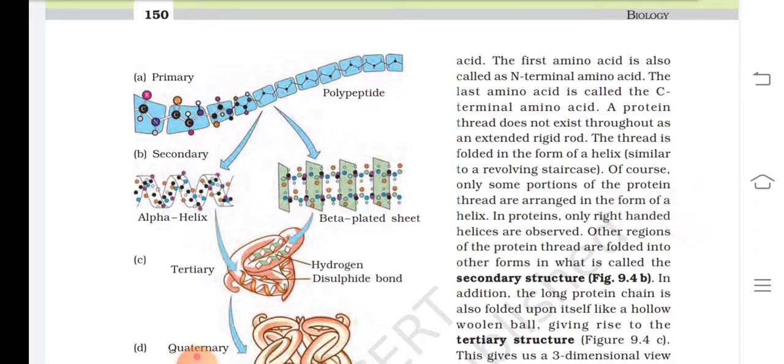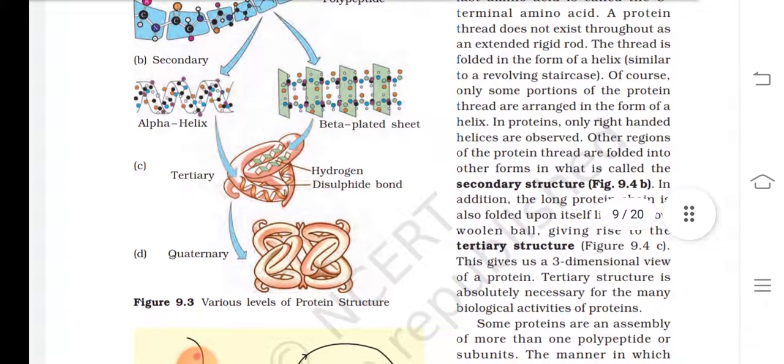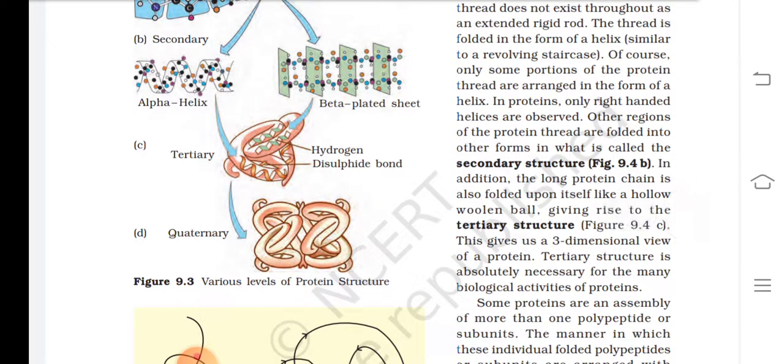A protein thread does not exist throughout as an extended rigid rod. The thread is folded in the form of a helix, similar to a revolving staircase. Of course, only some portions of the protein thread are arranged in the form of a helix. In proteins, only right-handed helices are observed. Other regions of the protein thread are folded in other forms, in what is called a secondary structure, given in figure 9.4b.